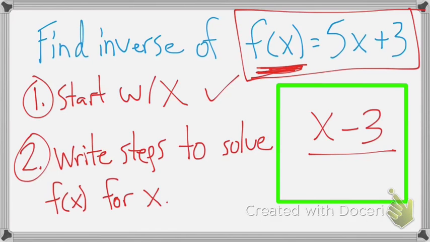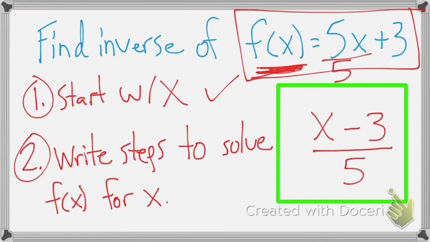Remember, the first thing we would have to do is subtract 3. So now we have x minus 3. It's one step. But then we would have to divide by 5. So that means whatever we have written, this whole thing has to be divided by 5. And that would be the inverse.